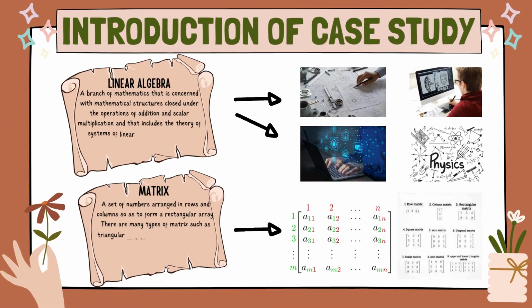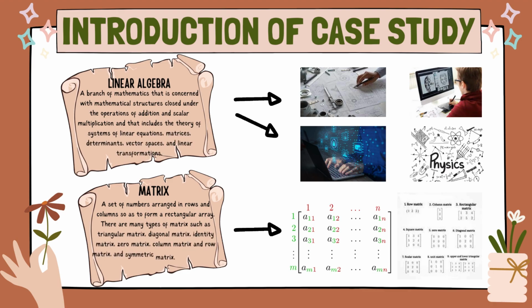First of all, what is linear algebra? Linear algebra is a branch of mathematics that is concerned with mathematical structure closed under the operation of addition and scalar multiplication, and that includes the theory of system of linear equations, matrices, determinants, vector spaces, and linear transformation. Techniques from linear algebra are also used in engineering, computer science, and others.